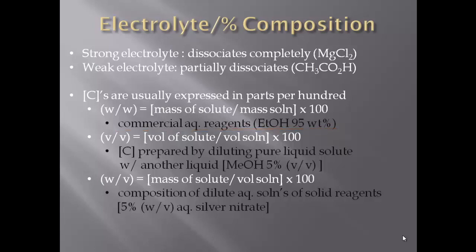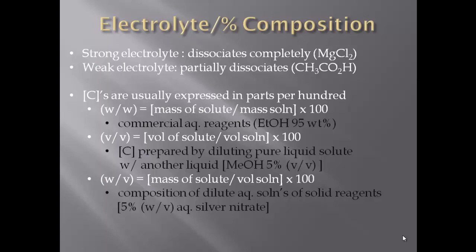But the way that you would make this is you would take 95 grams of ethanol and dilute it to 100 grams of solution. Volume percent is just the volume of solute over the volume of solution. So to prepare something like a 5% methanol volume solution, you would need to get 5 milliliters of pure methanol and dilute it to 100 mL of solution. A weight volume percent is just the mass of solute over the volume of solution. So if I wanted to make a 5% weight volume aqueous silver nitrate, I would take 5 grams of silver nitrate and dilute it to 100 mL of solution. These are concentration units that you need to become familiar with because they're the most common ones, and we will be using these throughout the semester.